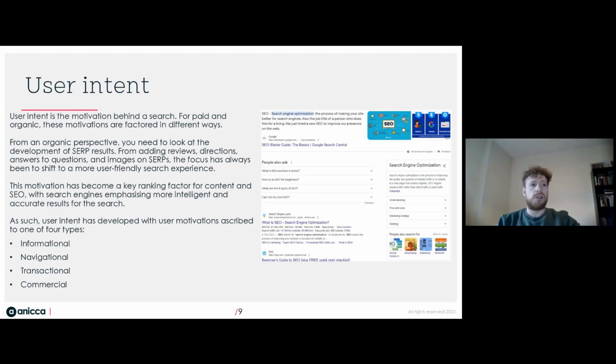So we can also look at other things, such as the way that maps have been integrated, FAQs, image searches, things of that nature. And as such, it's become necessary to try and define motivations and ascribe them to different types of content. Traditionally, you've had in the past informational, navigational, and transactional. I myself subscribe to the fact that commercial as a fourth one is a really interesting bridging between some of these. We'll start going through those.